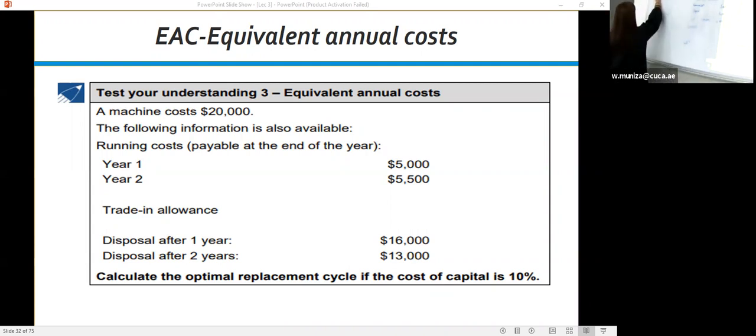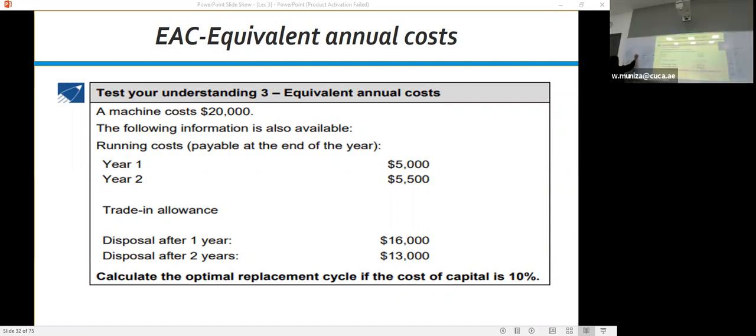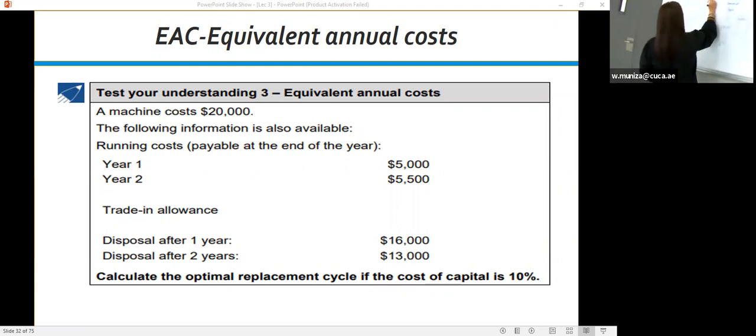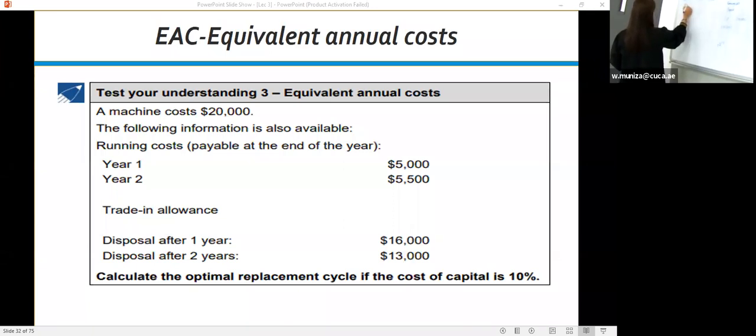In that one, you will be making 3 columns because 2 years are under consideration. Initial investment is how much? 20,000. Running costs are how much? For year 1 it is 5,000. For year 2? Now we are considering the 2-year strategy, so the second year running cost should also be considered. It is 5,500. Then trade-in allowance is how much? 13,000.